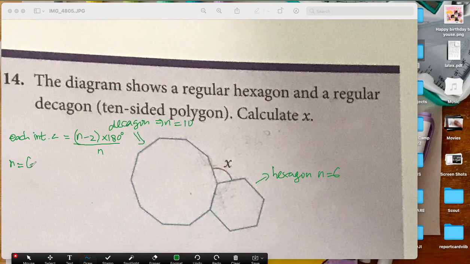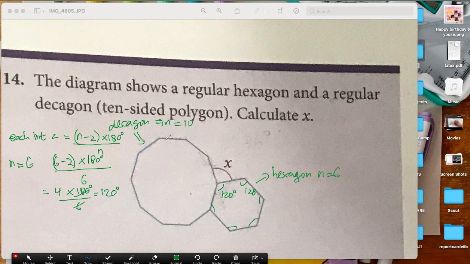So then it will be 6 minus 2 times 180 degrees divided by 6. So it is 4 times 180 degrees divided by 6. This each will be 120 degrees. So here 120 degrees. This is also 120 degrees, and so on for the rest. So each interior angle measured 120 degrees.